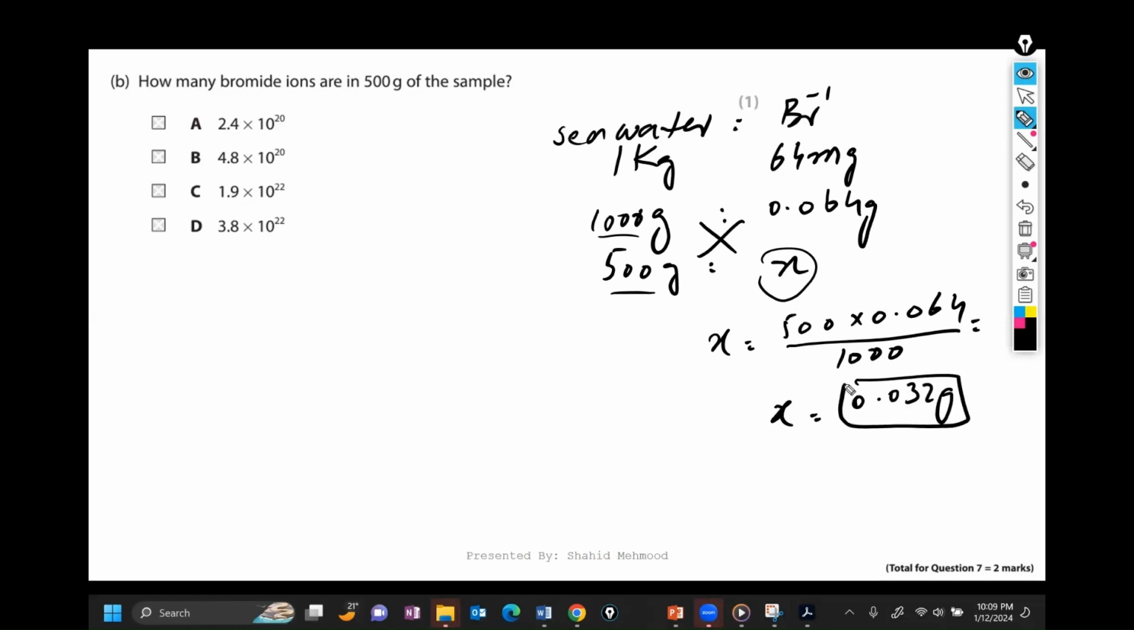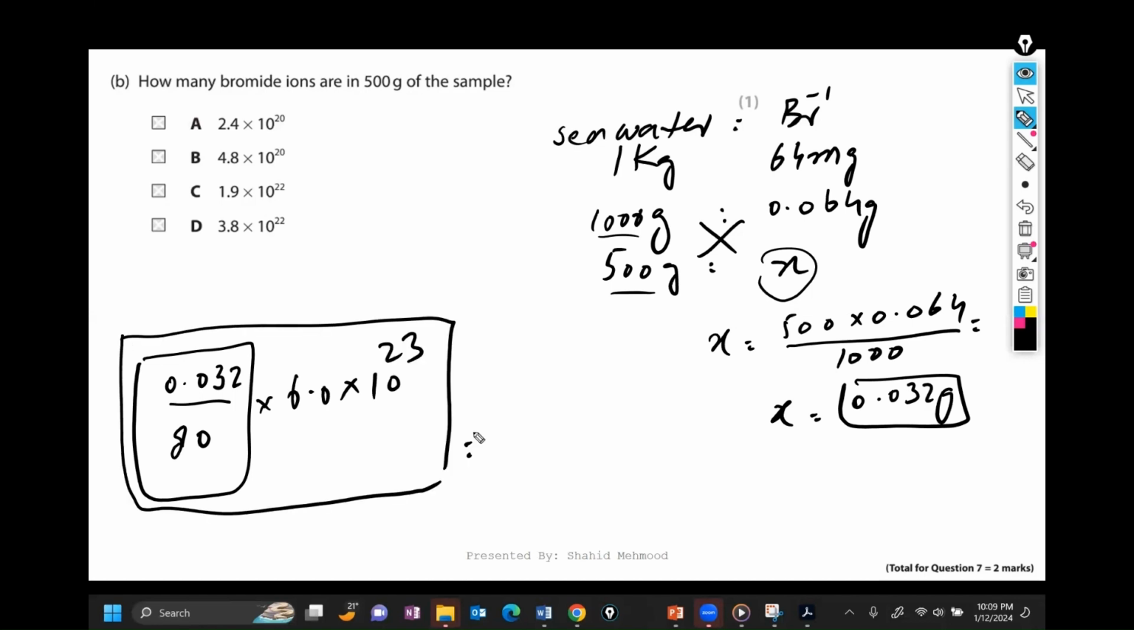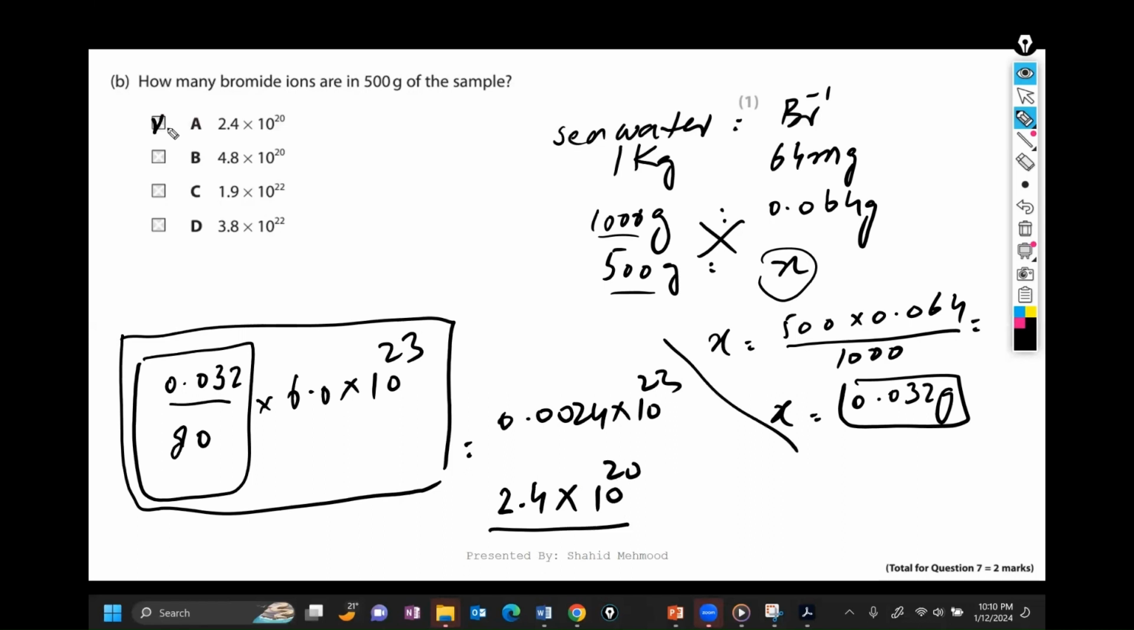0.032 gram. To find the number of bromide ions, first we change this into moles. So 0.032 gram divided by its Mr, which is given to us in the question as 80. So we will find the moles. Now you multiply this by Avogadro's number, and you will reach directly to the answer, which is 0.0024 times 10 raised to the power 20. The correct option is option A.